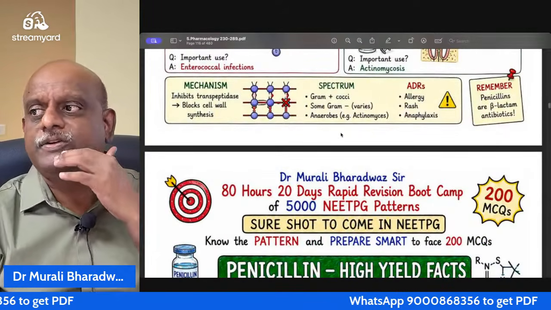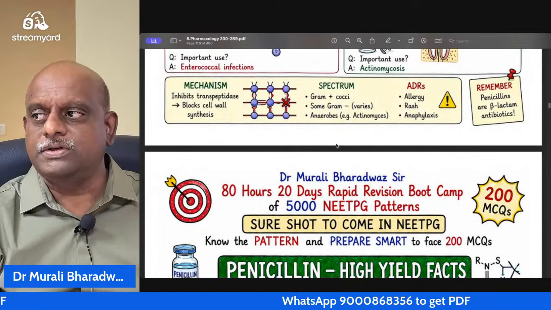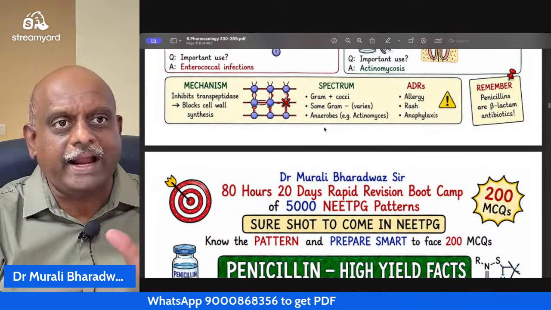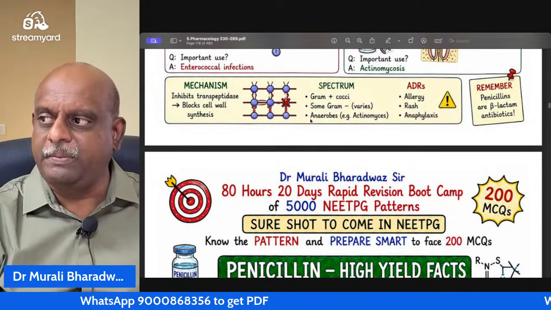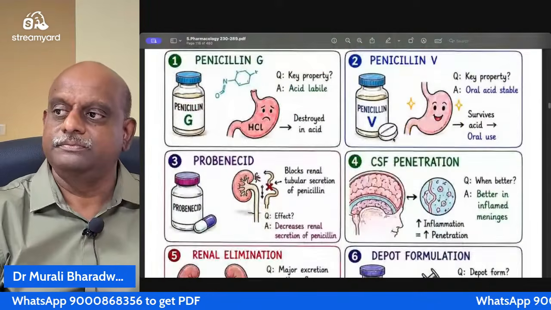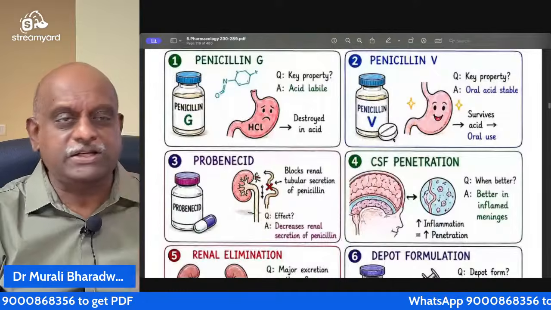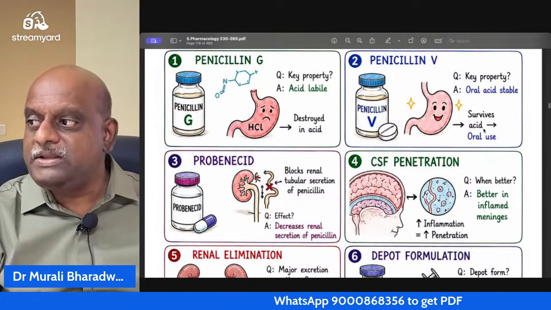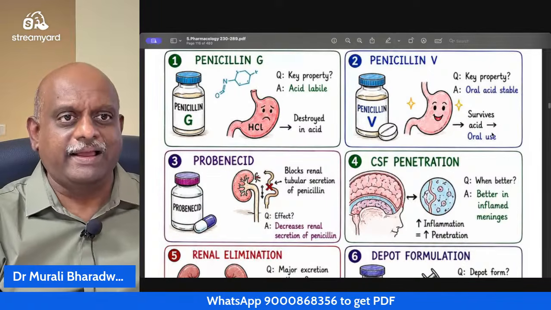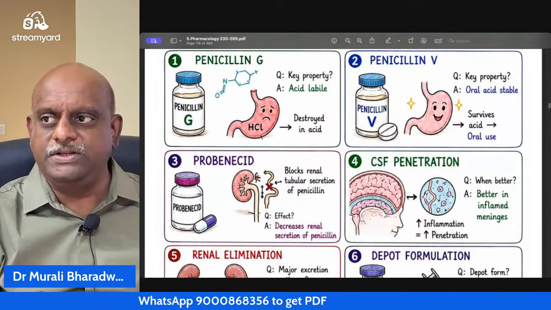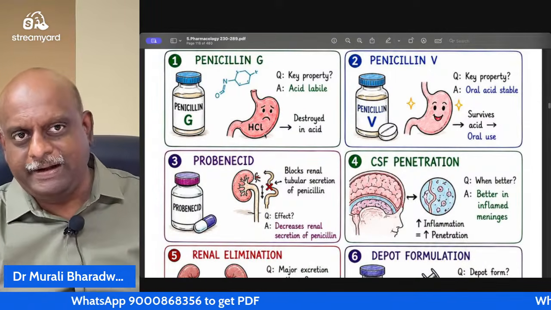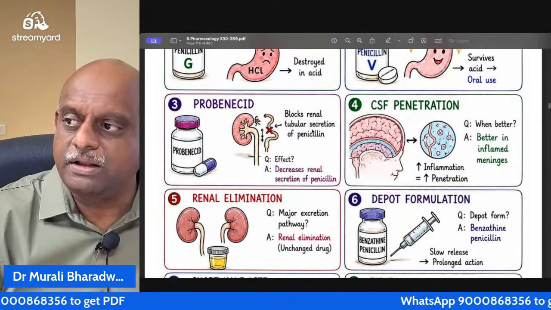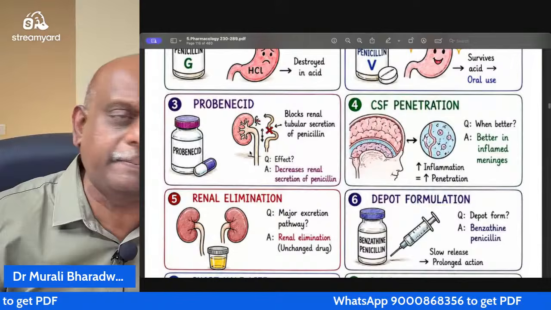So what is the spectrum? Gram positive, some gram negative, and among anaerobes, Actinomyces. You need to remember. Okay. Now, what is the main property of penicillin G? Acid labile. Whereas penicillin V survives acidity, hence taken orally. Penicillin G only parenterally. Probenecid blocks the renal tubular secretion of the penicillin.